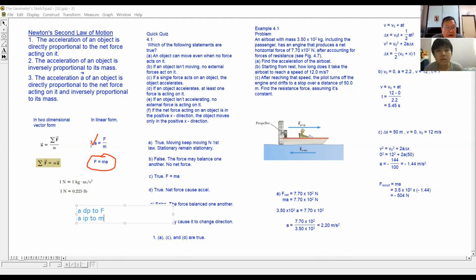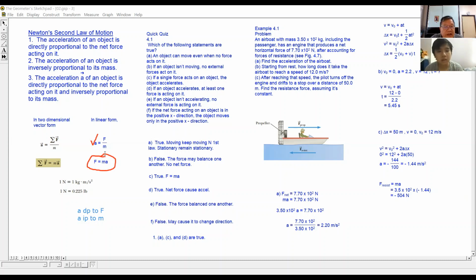Okay, so from this equation, acceleration is the net force divided by the mass. It means that the acceleration is directly proportional to the net force. The bigger the net force, the bigger will be the acceleration. But because this m is at the bottom, you cannot say it's directly proportional. Since the m is at the bottom, we say that it is inversely proportional.